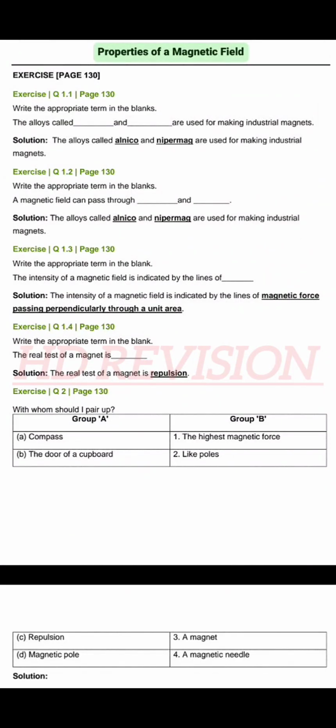Properties of a magnetic field. Exercise page 130. Exercise Q1.1 page 130. Write the appropriate term in the blanks. The alloys called underscore and underscore are used for making industrial magnets. Solution. The alloys called alnico and nipermag are used for making industrial magnets.